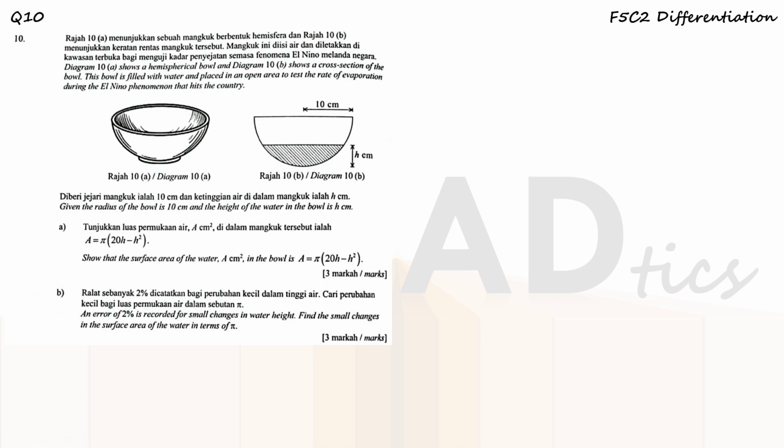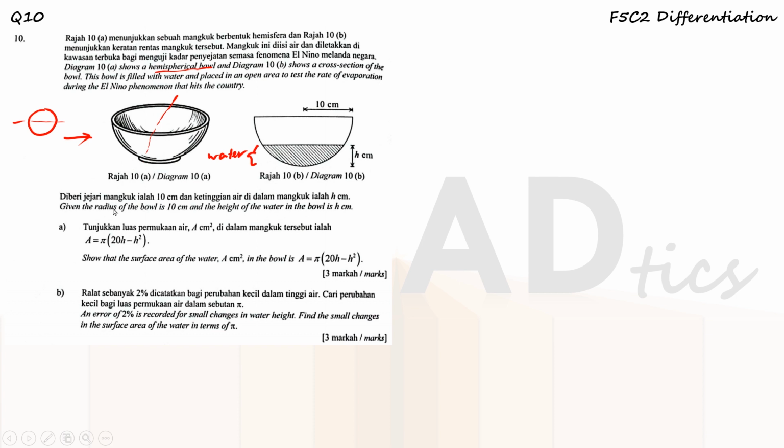And for the next question, it comes from the chapter Differentiation. In this question, we have a hemispherical bowl. Hemispherical means a sphere that I cut into half. So this is hemispherical, as you can see in diagram 10a, and diagram 10b shows the cross section of this bowl. It means if I cut this bowl by half and look from this direction, you will view something like this. Okay, and here is the water.